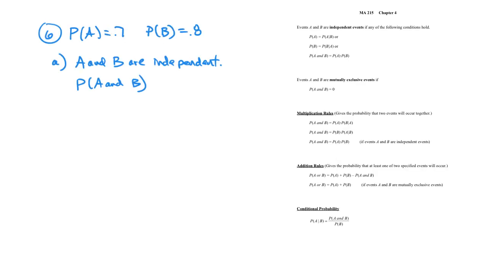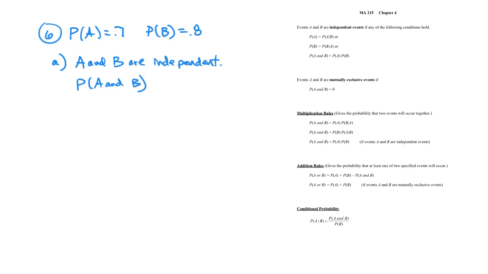So number 6 starts off and it says the probability of event A is 0.7, the probability of event B is 0.8, and for part A it says A and B are independent. So whatever these events are, they're independent from one another, which means that they have no influence over each other's probabilities, right? They're completely independent of one another. And they want us to figure out the probability of A and B.